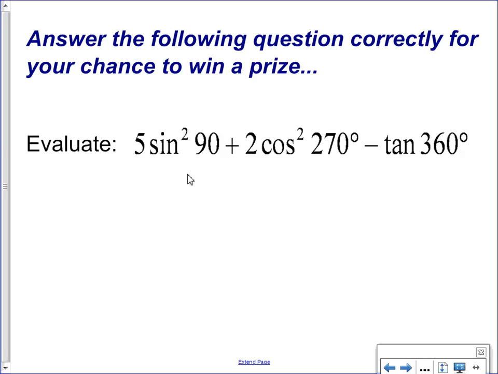That's old stuff. That's 90, 270, and 360. Yeah, that's easy. That's not even a 30, 60, or 45. I believe in you. Okay. There you go. All right.